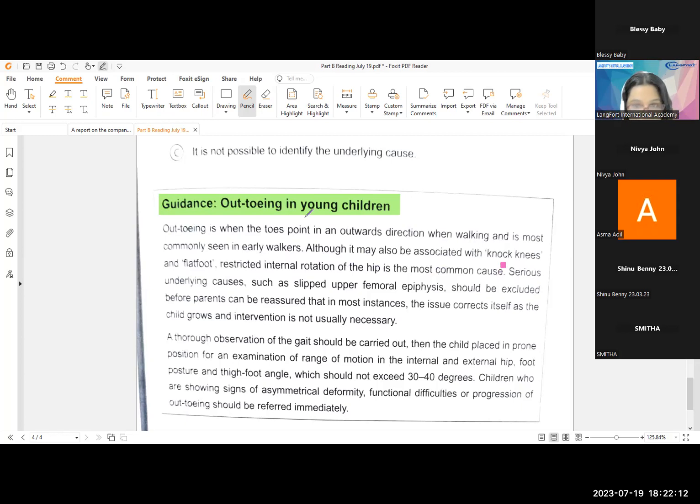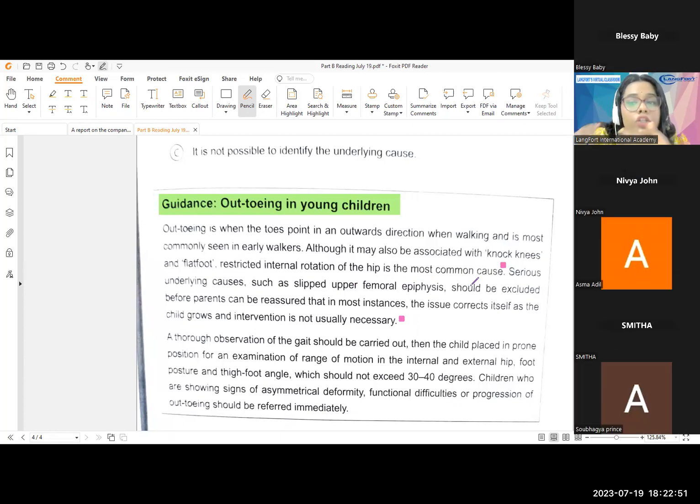Okay, all right, continue, Jyoti, till here. "Serious underlying causes such as slipped upper femoral epiphysis should be excluded before parents can be reassured that the issue corrects itself as the child grows and intervention is not usually necessary." I want all of you to focus on that sentence. It's a very good sentence. Serious causes such as slipped upper femoral epiphysis should be excluded, eliminated.